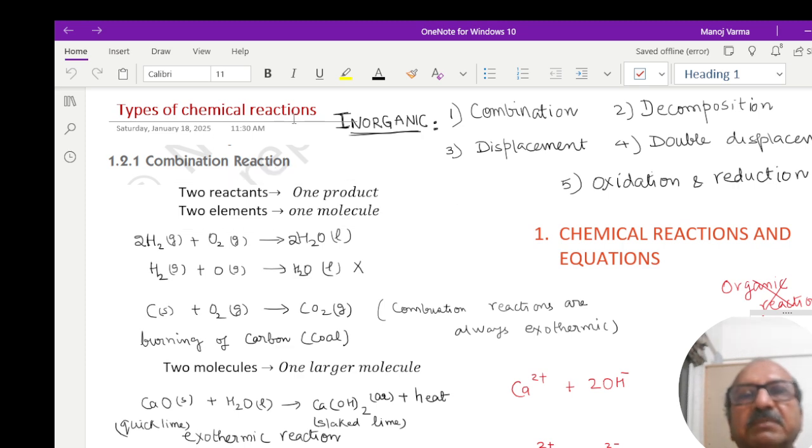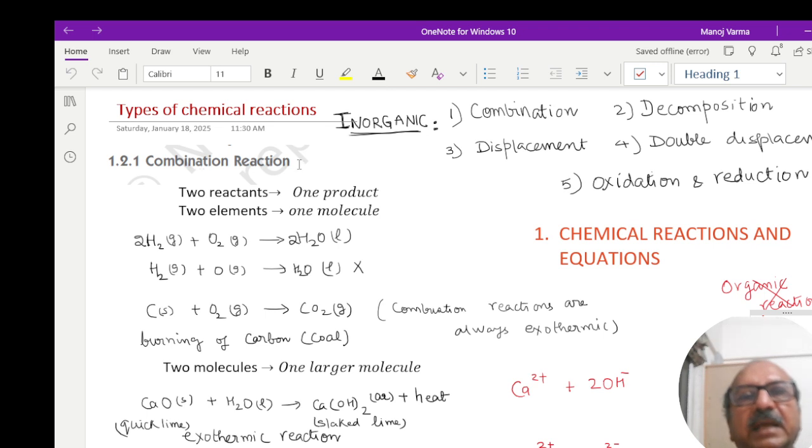So there are different types of chemical reactions, particularly in inorganic chemistry. We are not talking about the organic reactions. These inorganic reactions can be classified into five major types: combination, decomposition, displacement, double displacement, and oxidation and reduction.